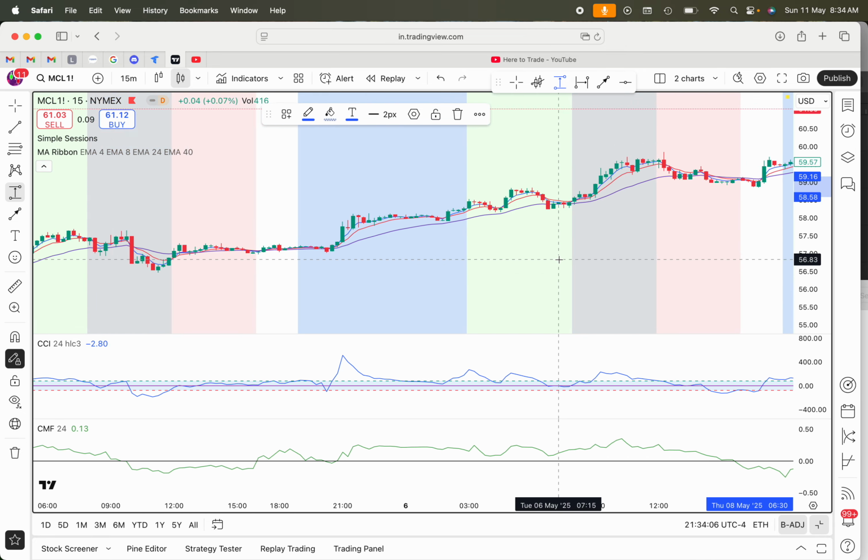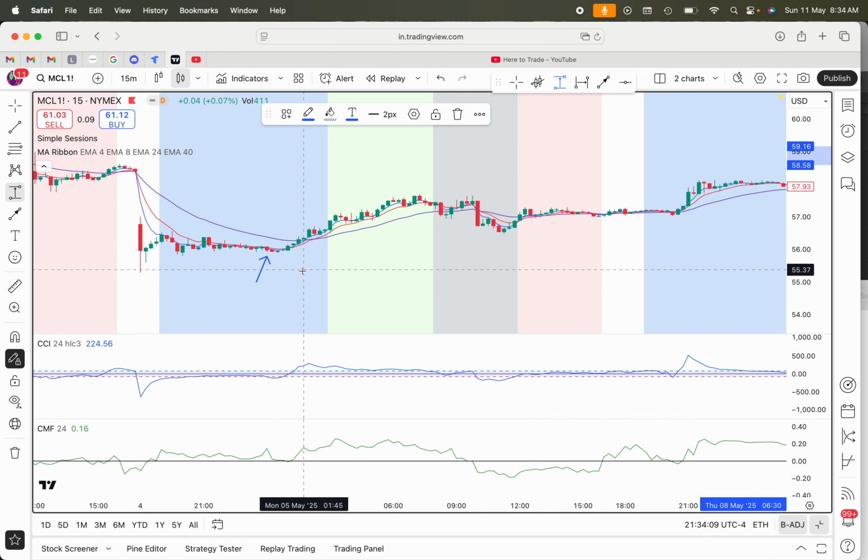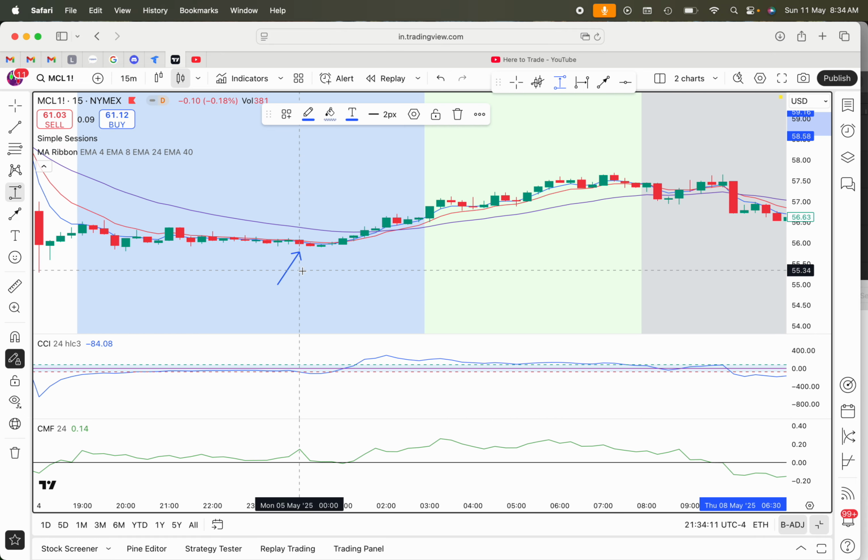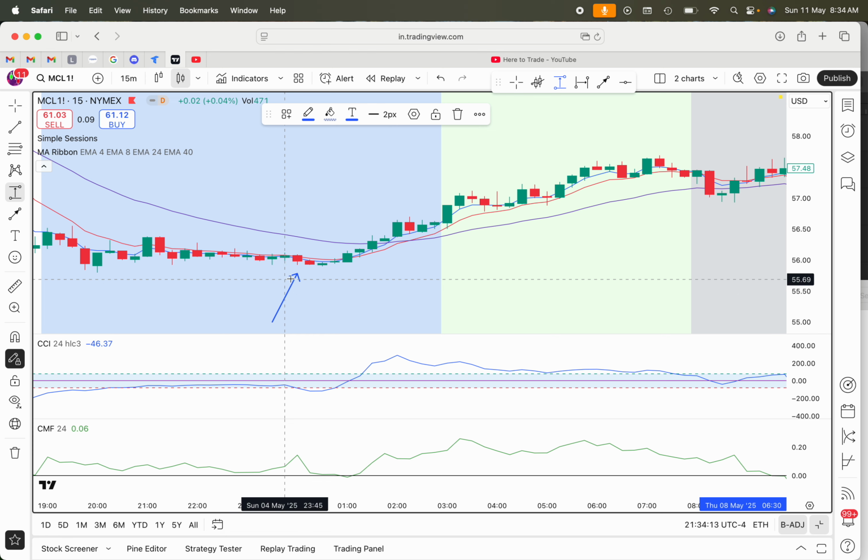There is another markup here somewhere. It doesn't happen often where the CCI gives you false indications. Why have I marked that up? Oh yeah.